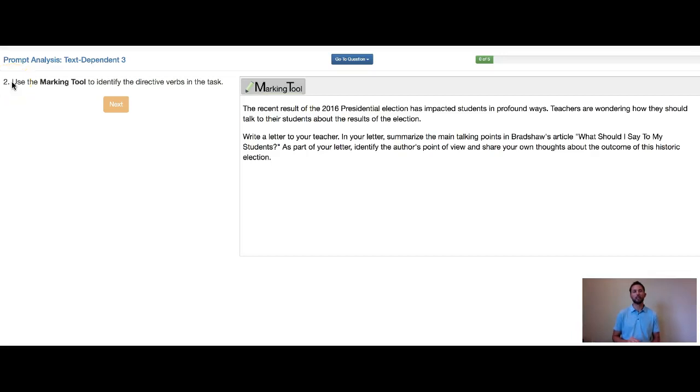Mr. Lemaster here. Let's start with the question. Use the marking tool to identify the directive verbs in the task. So the directive verbs are those verbs that ask us to do something in a prompt.